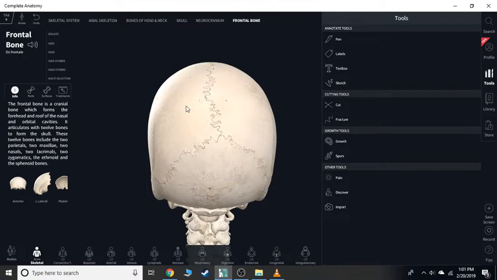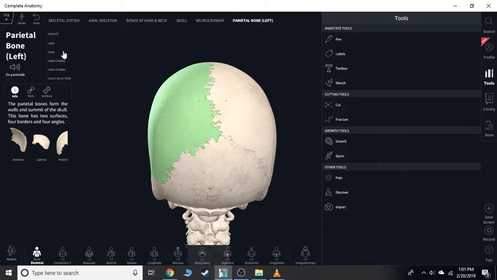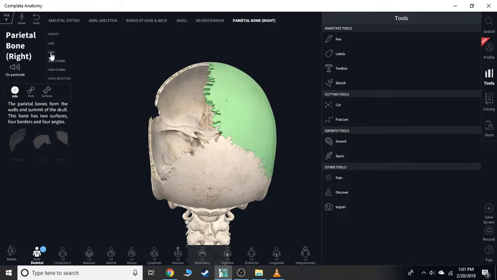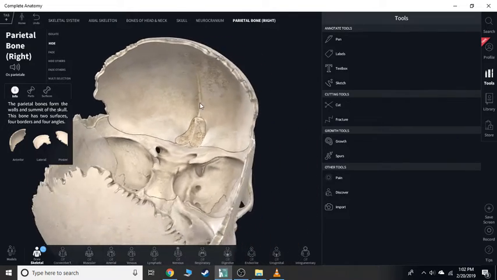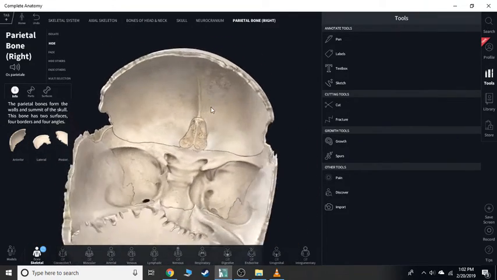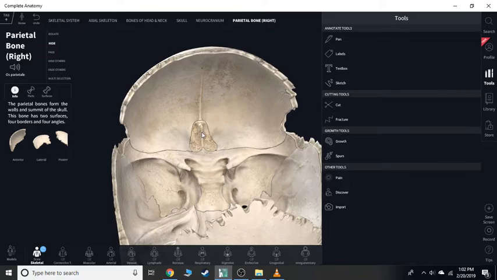Take an inside look here. You can see it also articulates with the ethmoid bone.